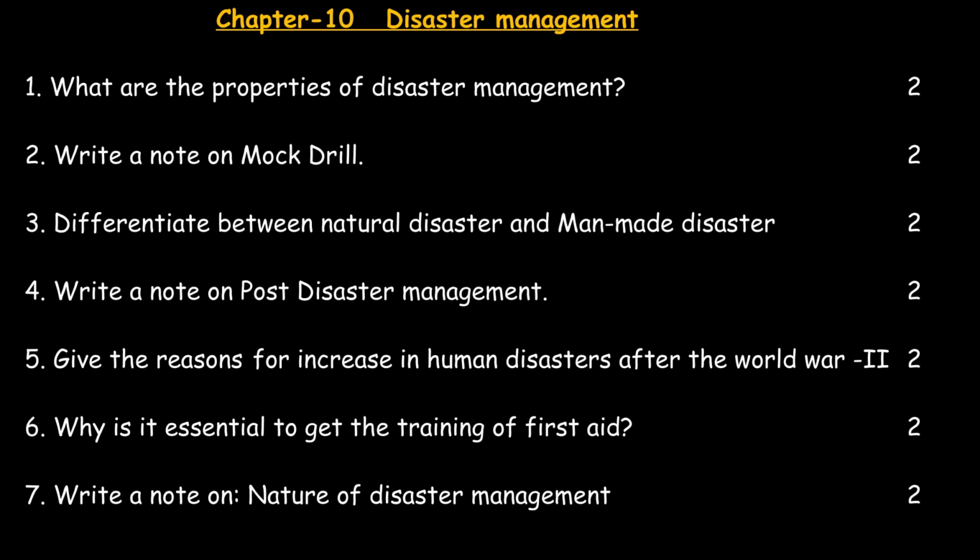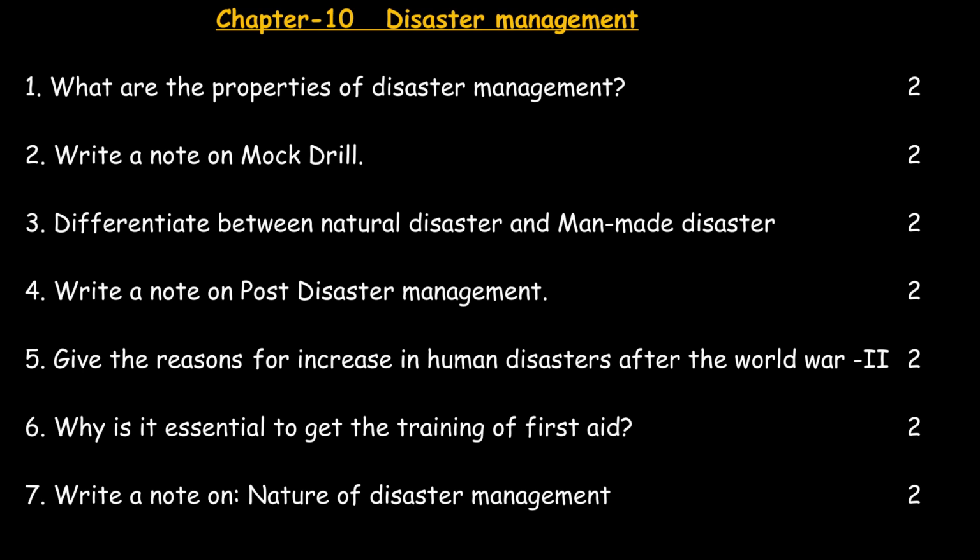And next, the last chapter is disaster management. What are the properties of disaster management? Nowadays this is very important, because there are a lot of floods because of rain. Earthquake: what will happen, what will you do. There are also wars going on, which destroy the whole society. Pollution, and what will you do to give first aid. So these are all important things.